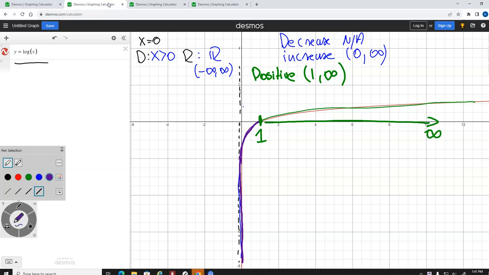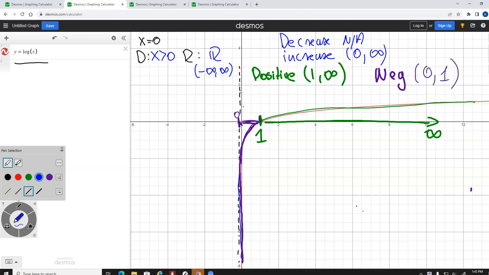Now my negative numbers are going to go from your asymptote, which is at 0, to 1. So this piece right here, this is where your negative numbers are. So from 0 to 1, okay?